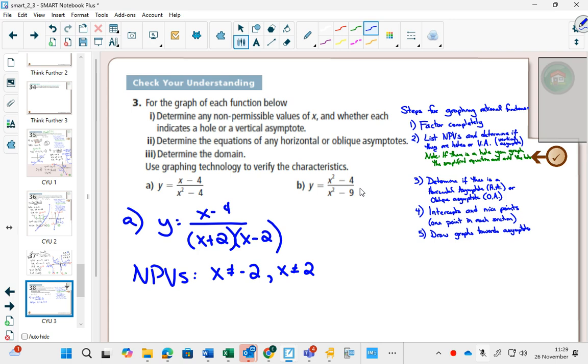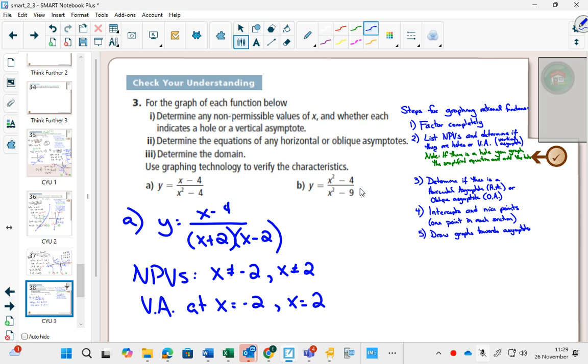We have to decide, are those going to be vertical asymptotes or holes? And in this situation, nothing cancels out. So we have vertical asymptotes at x equals negative 2 and x equals positive 2.